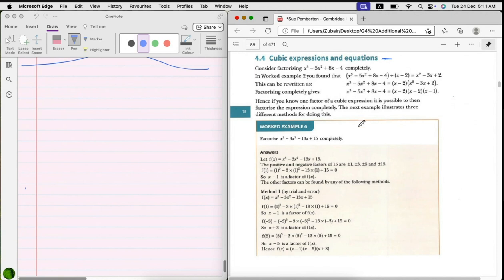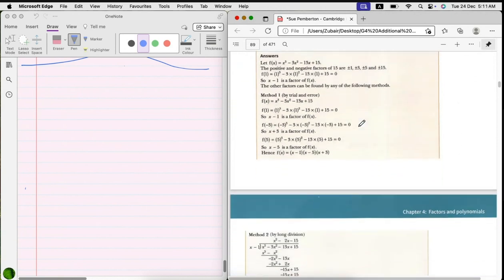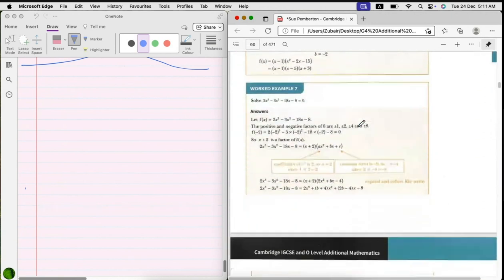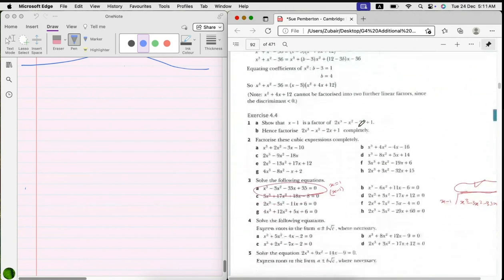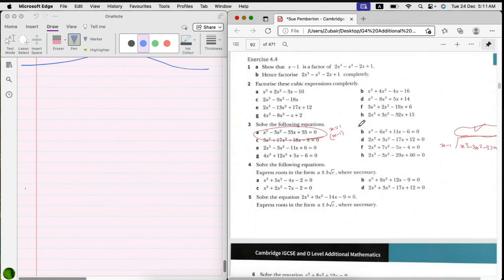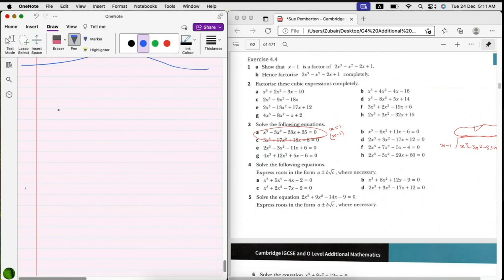Equations. We did one of the examples through the practice question. The first one says show that x minus 1 is a factor of this. There are definitely two ways: one is algebraic, the other is factorization. And by factorization, that is always shorter and easier.